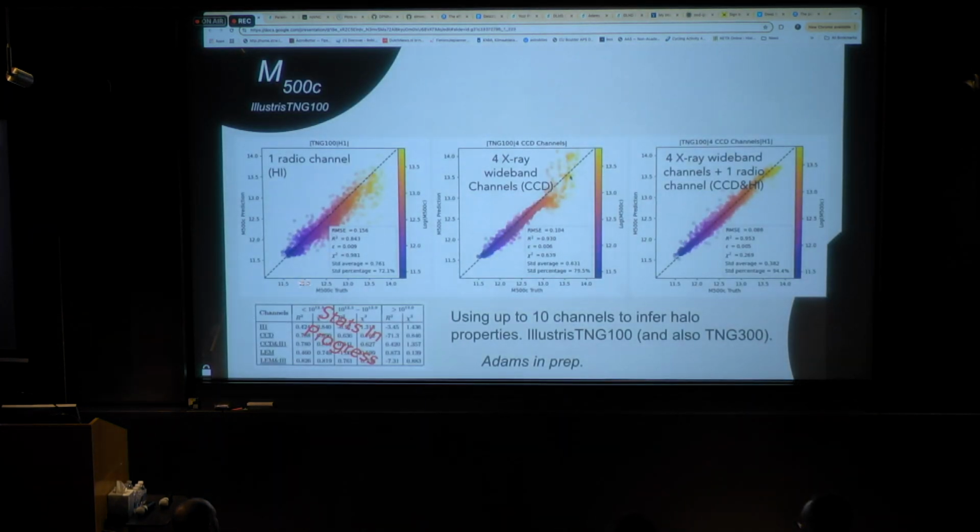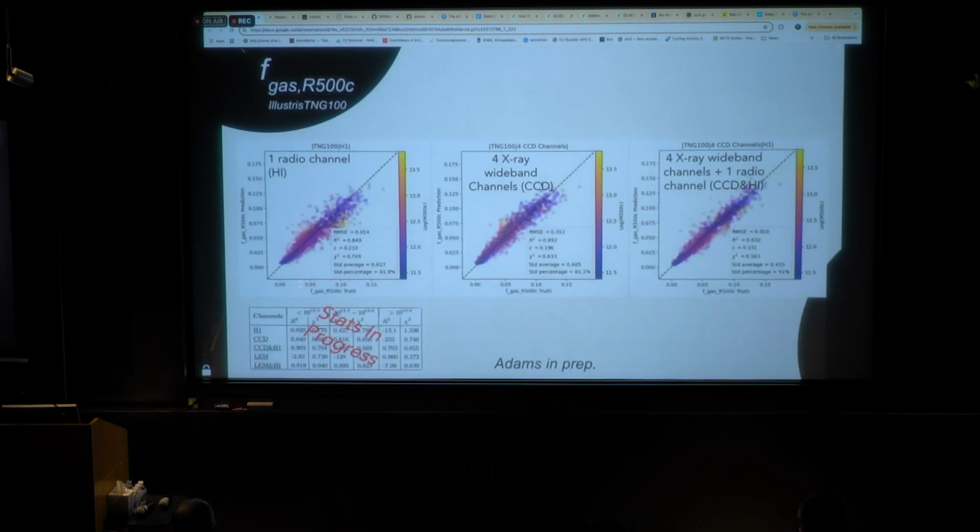So I'm going to flash a couple of results here and then move on to deep sets. This shows the coloration by halo mass, which is also plotted, showing the performance of, on the left, one channel, HI, in the middle, multiple X-ray bands, and then combining them together. And what's more dramatic is when I show f_gas here.